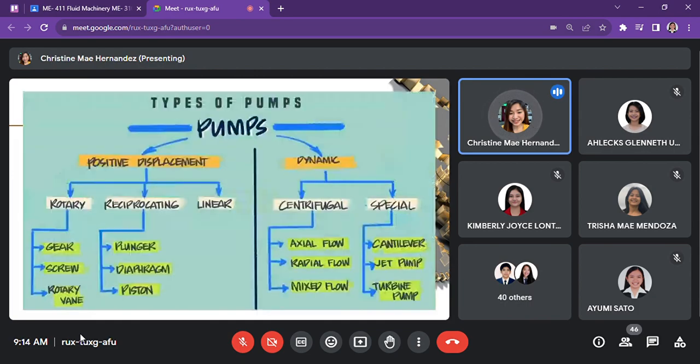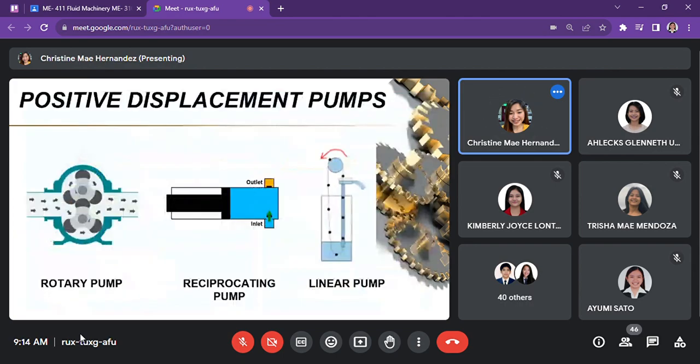So ito yung three different types ni rotary: si gear, si screw, and si rotary vane. While si reciprocating, plunger, diaphragm, and piston. Si dynamic naman, may centrifugal and special. So si dynamic, impellers, or kinetic.